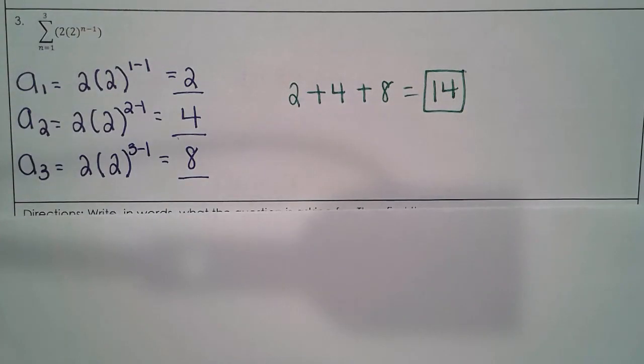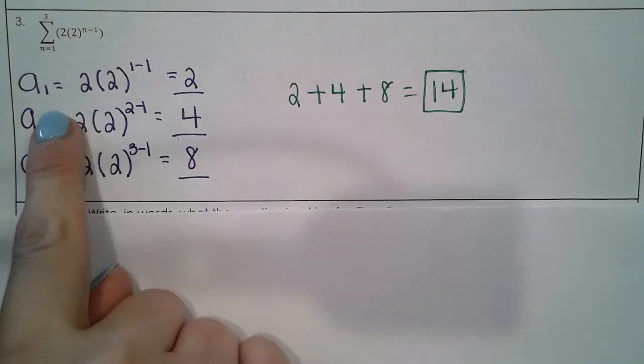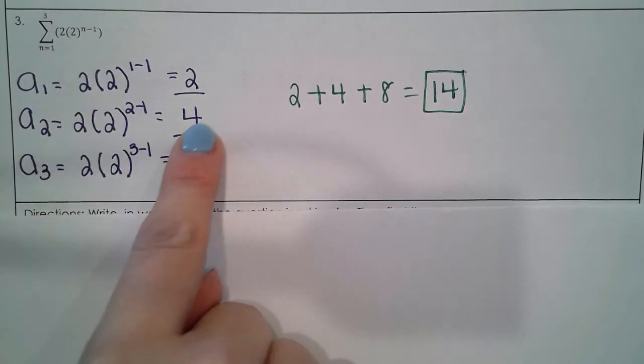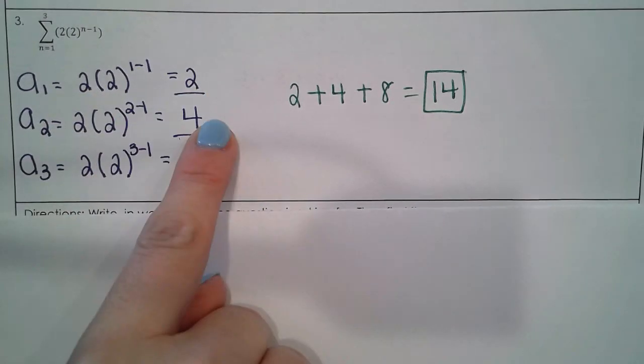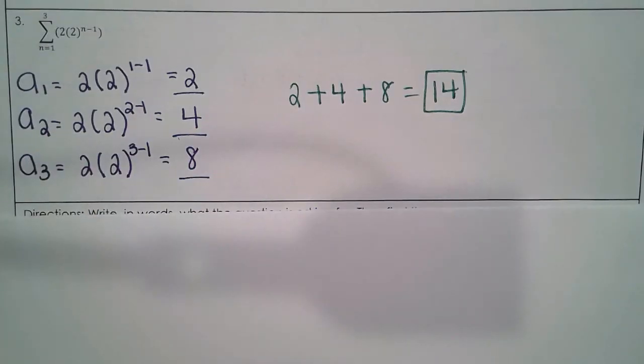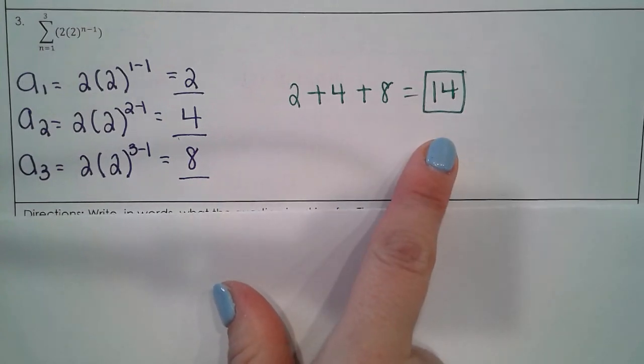Okay. You should have ended up with an answer of 14. A1 is 2. A2 gives you 4. When you plug in a 2 for n, you get 4. When you plug in a 3 for n, you get 8. And when you add all those together, that equals 14.